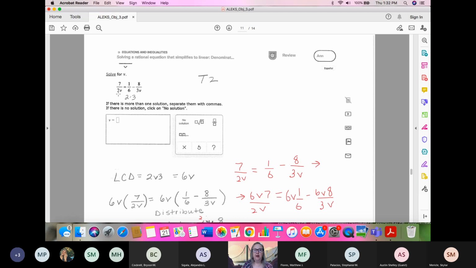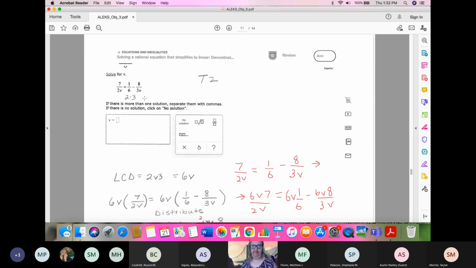You see 2 is prime, can't do anything with it. V can't do anything with. 6 is not prime, so we write it as 2 times 3. 3 is a prime number, which means its only factors are 1 and itself, the only nice factors anyway. And the v we can do nothing with. But the 6 you want to factor into 2 times 3. You definitely want to factor. You're going to make your problem a lot more complex and confusing if you don't factor.